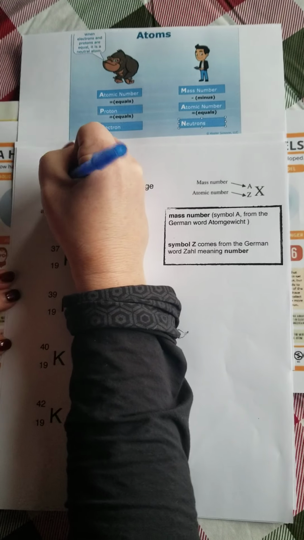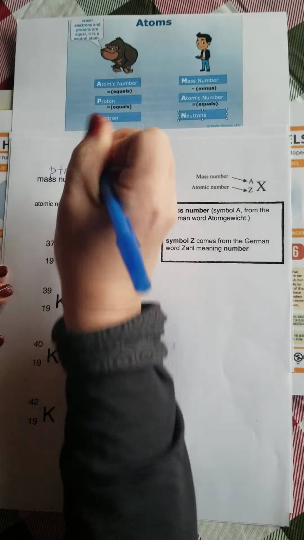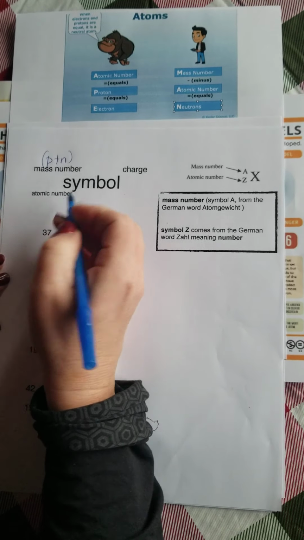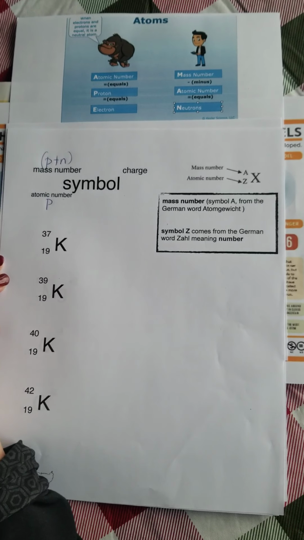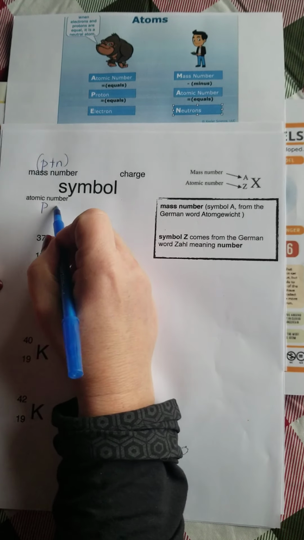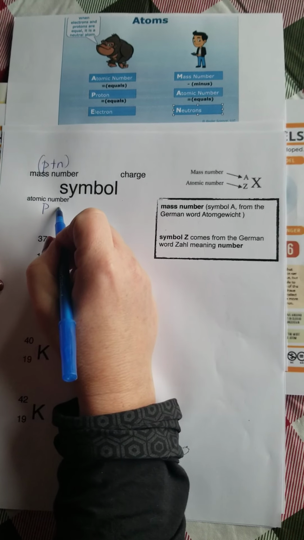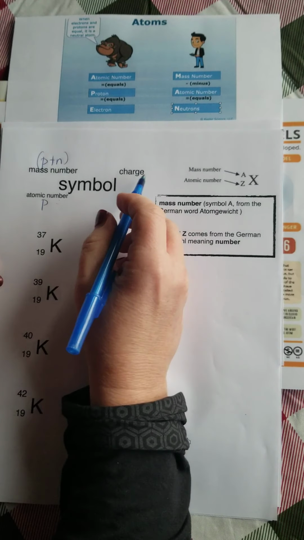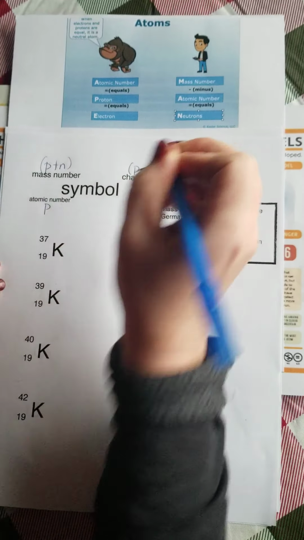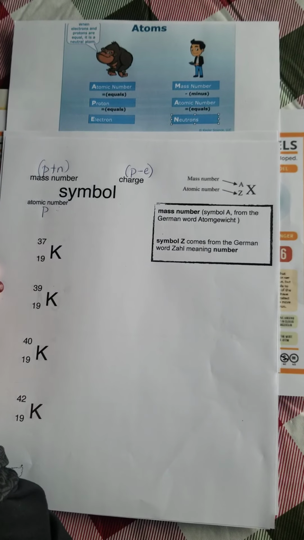Your mass number is your protons plus your neutrons added together. On the lower left, you have the atomic number, which is just the protons, and it identifies the atom. You change the symbol, you change the atomic number. You change the atomic number, you change the symbol. The charge is a relationship between the protons minus the number of electrons, because electrons are negative.